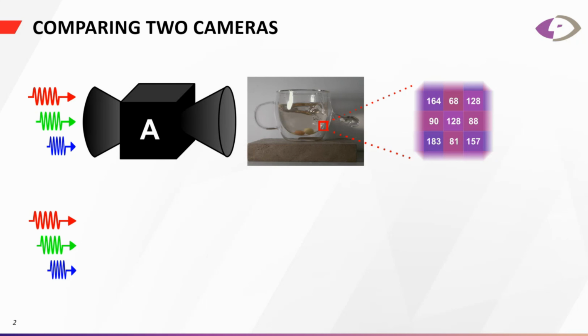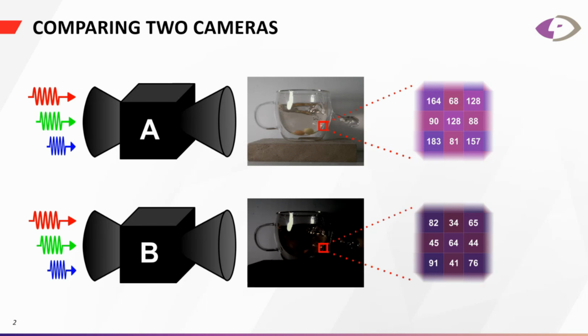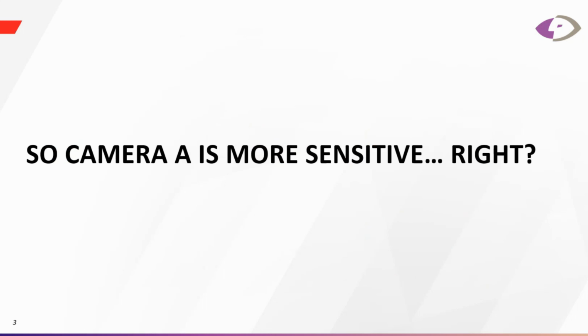Now you have another camera, light in, it goes into the black box, and an image comes out, and it looks like this with these pixel values. So if your light is all the same and you use the same illuminance, aperture, everything's the same, then you would determine camera A is more sensitive, right? After all, the image is brighter.